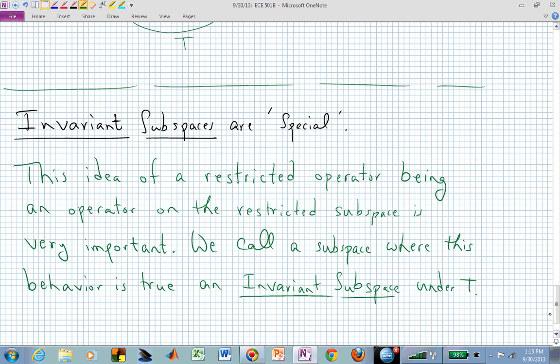What I want you to realize then is that these invariant subspaces are very special. This idea of a restricted operator, so we're restricting the operator to operating on a particular subspace. If that operator restricted on that subspace throws us back into the subspace that we started in, then we call that subspace an invariant subspace under this linear operator T.